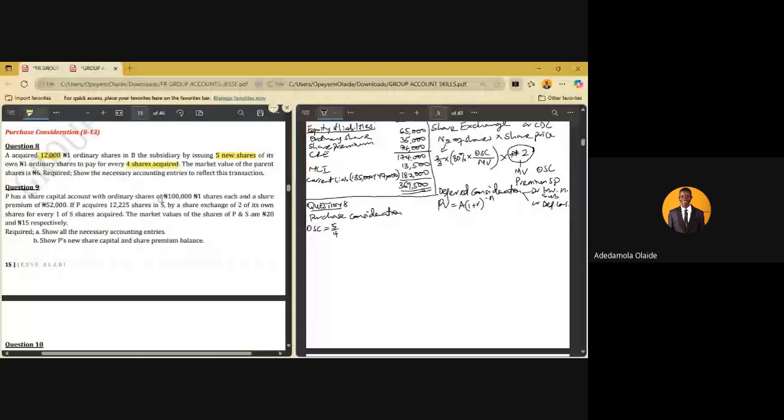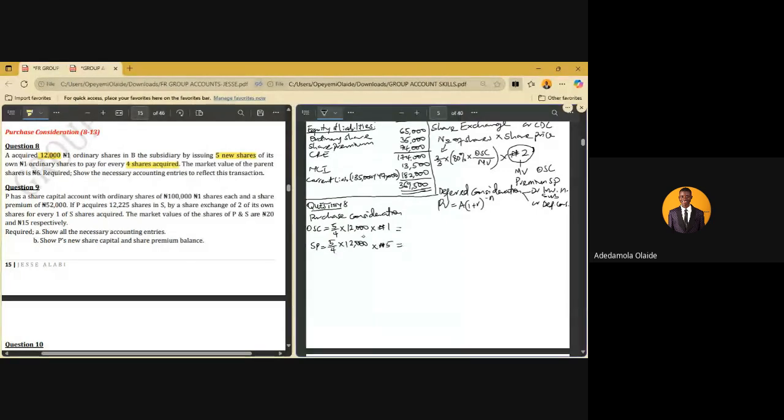Then we will now multiply the price. But because I want to split it here, I will only multiply by the nominal value of the shares. Then to calculate share premium, I will repeat, but I will multiply by the premium on the shares.